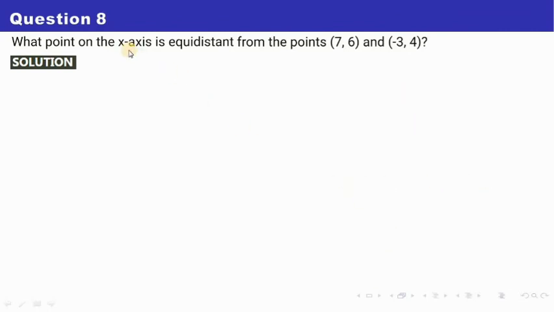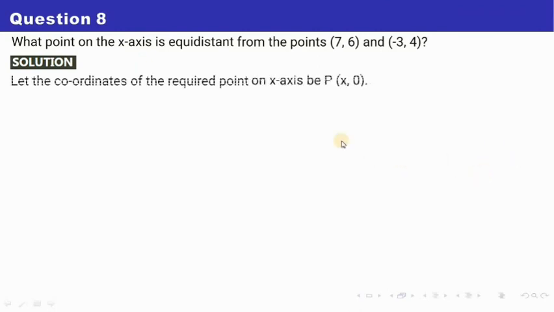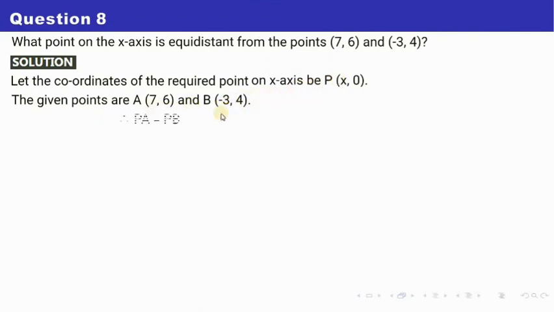So, I am going to take that random point on the x axis to be x comma 0. As I said, ordinate will be 0. So, that point is P, that is x comma 0. Now, if I call this as A and if I call this as B, then again this P is equidistant from A and B. So, I can say PA equals to PB, that is PA square equals to PB square.